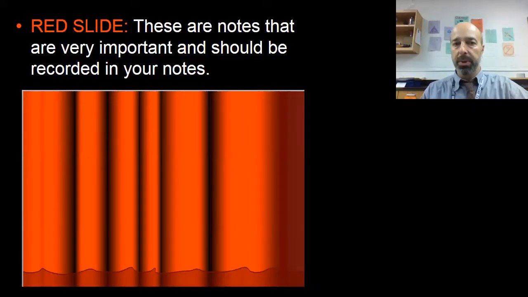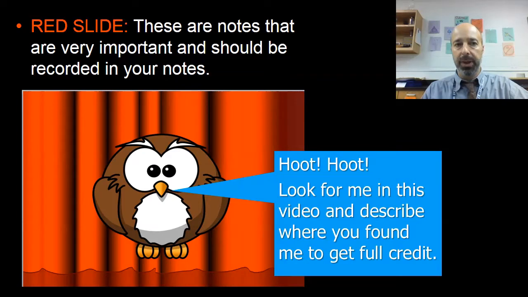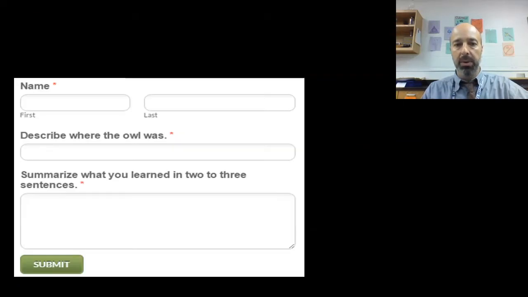As usual, remember that red slides mean you have to take notes. You should have your Inner Planets handout to go along with this, and don't forget to look for the owl. At the end, make sure you tell me where the owl is and summarize what you've learned in a few sentences.